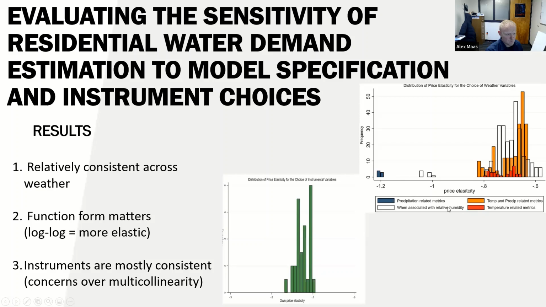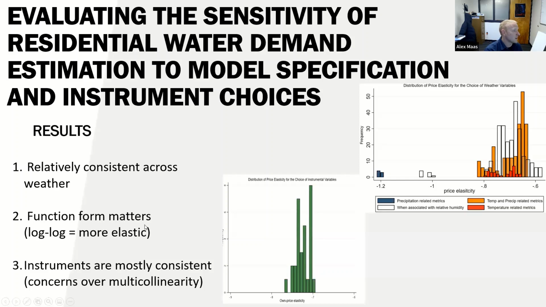So this is just our way of testing how consistent our elasticity estimates are when we look at different model specifications. And the truth is, it's really good. We're within -0.8 to -0.6, so long as we have some version of temperature and precipitation included. And that gives us pretty good confidence that that's a reasonable estimate. And something similar is true with instrumental variables. I don't want to go too far into this, but we also see a pretty tight fit regardless of what instrument we use for price.